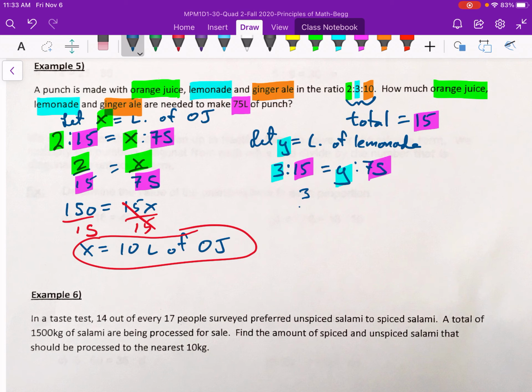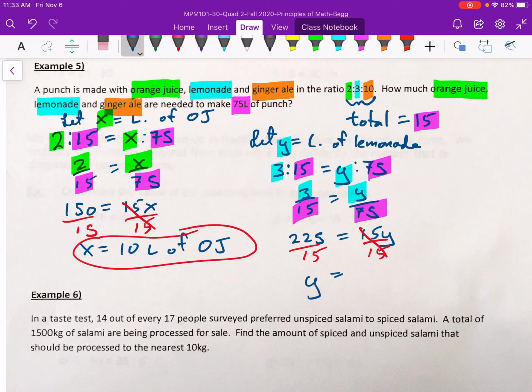Again, fraction, cross multiply, 225 equals 15y, divide, and y ends up equaling, what is that, 15 times it goes into 225. So, yes, 15 times 15 is 225. So 15 liters of lemonade. So that's the second part.